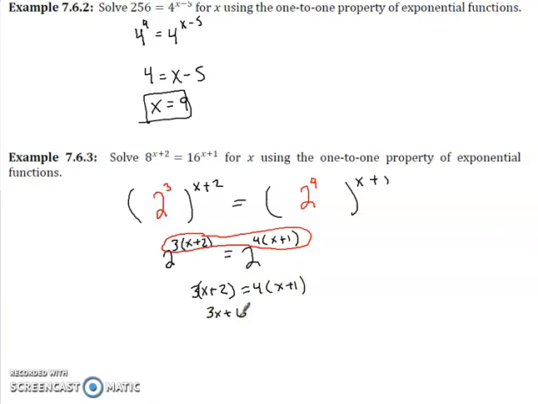So 3x plus 6 is equal to 4x plus 4. And solving, 6 is equal to x plus 4, and 2 is equal to x, or x is 2.